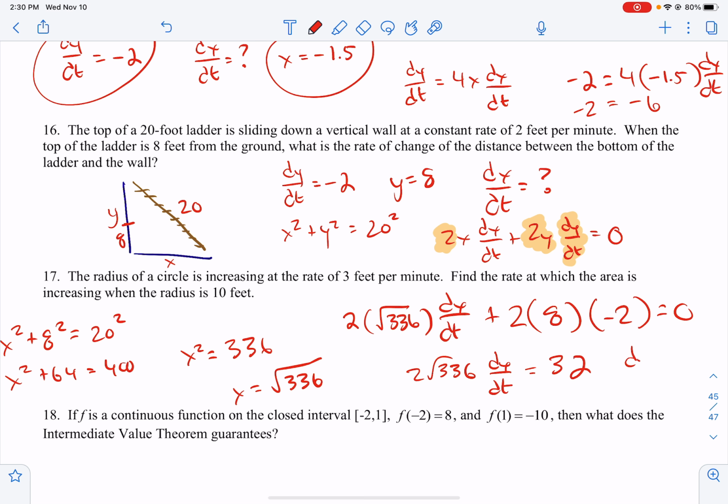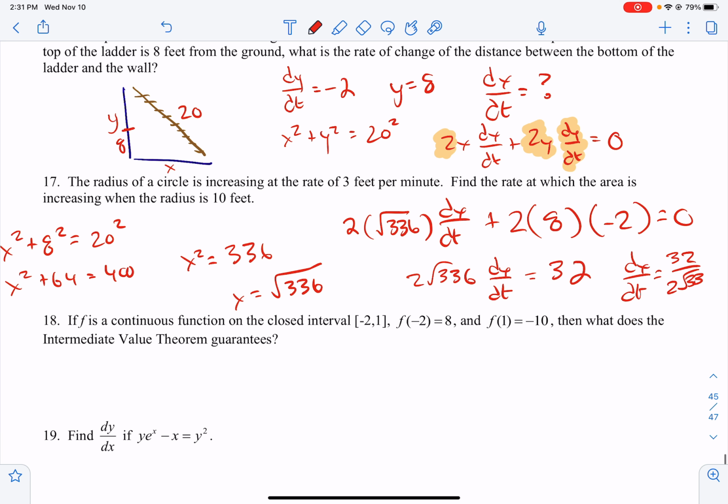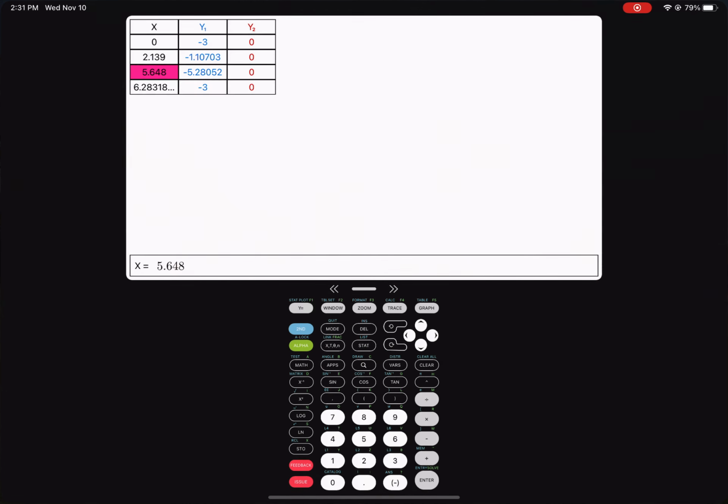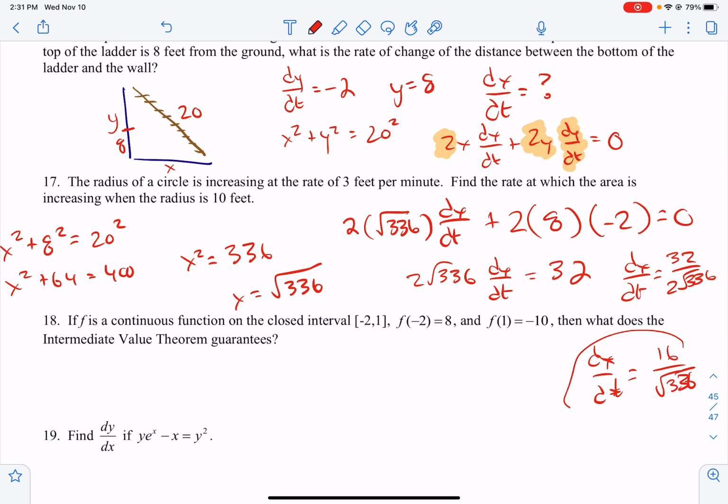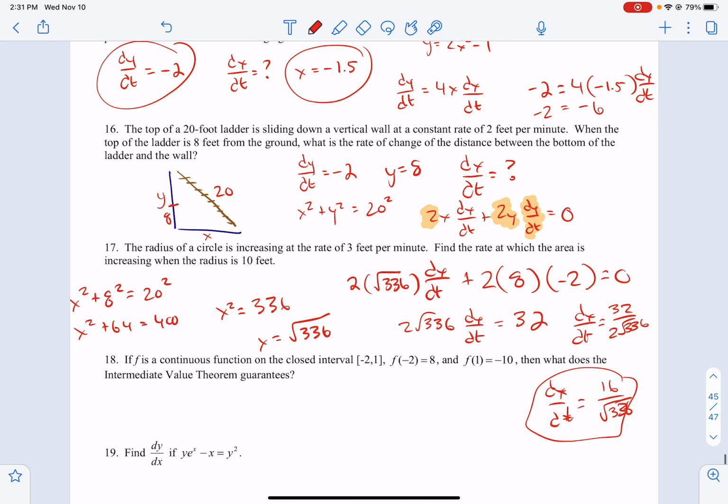So then my dx/dt equals 32 divided by 2 root 336, which becomes dx/dt, 32 divided by 2 is 16 over root 336. And I don't think that's a nice number. What's my root of 336? Yeah, it's not a nice number. So go ahead and leave it like that. That's a great answer right there. No decimals, please.